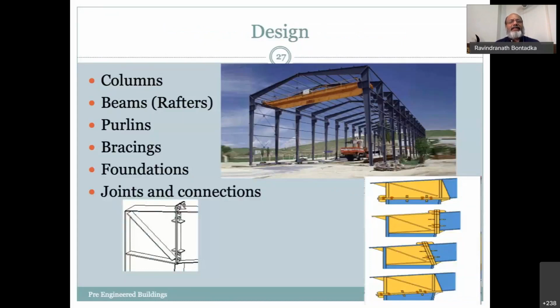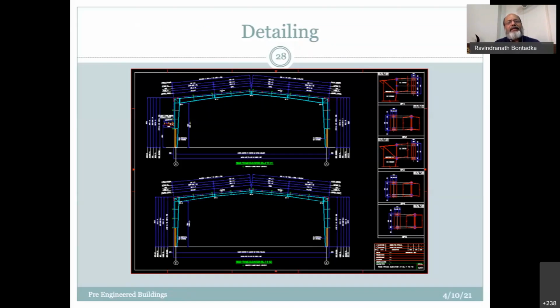the design of various members. As I said, design the columns, beams, purlins, bracings, foundations, and the joints and connections. These are very, very important here. Then comes the detailing. Detailing is very important.